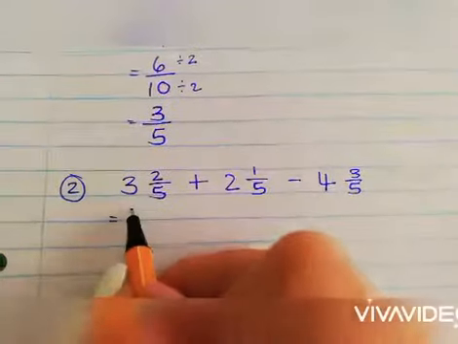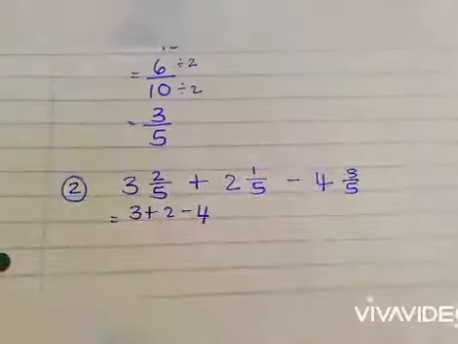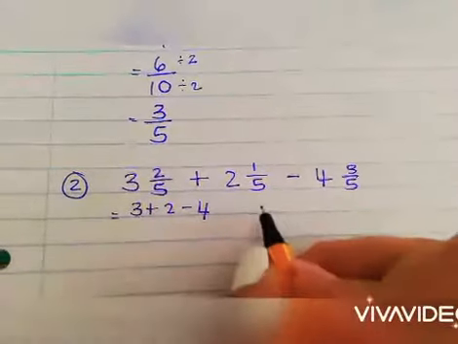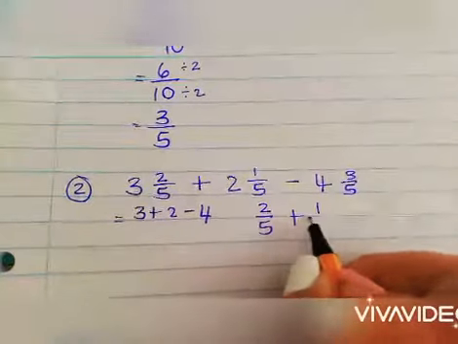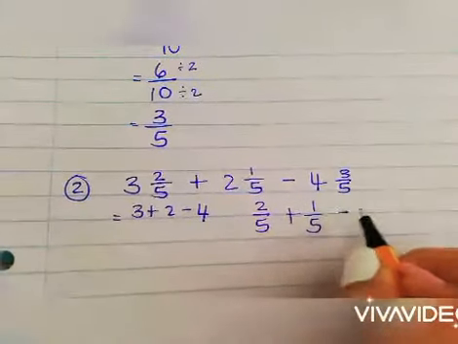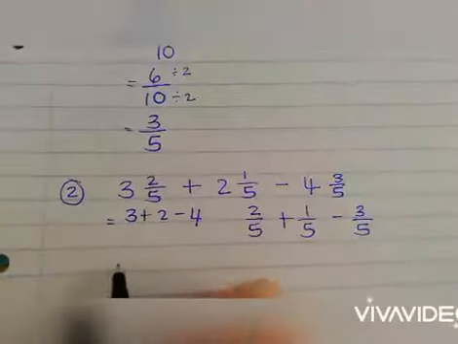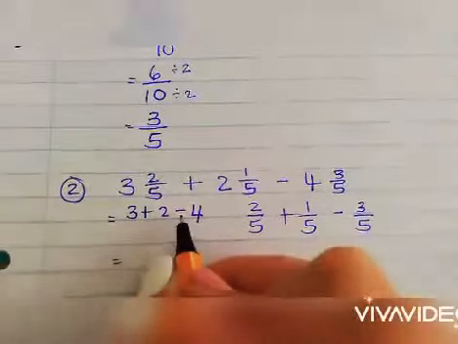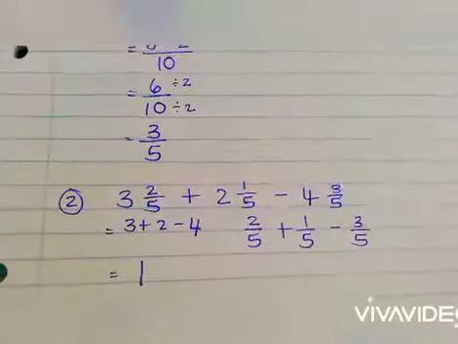So I'm going to go 3 plus 2 minus 4. Okay, and then I'm going to put all my fractions together. So it's 2 over 5 plus 1 over 5 minus 3 over 5. Okay, so I've got my whole numbers. 3 plus 2 is 5. 5 minus 4 gives me 1. So I've got 1 as a whole number.